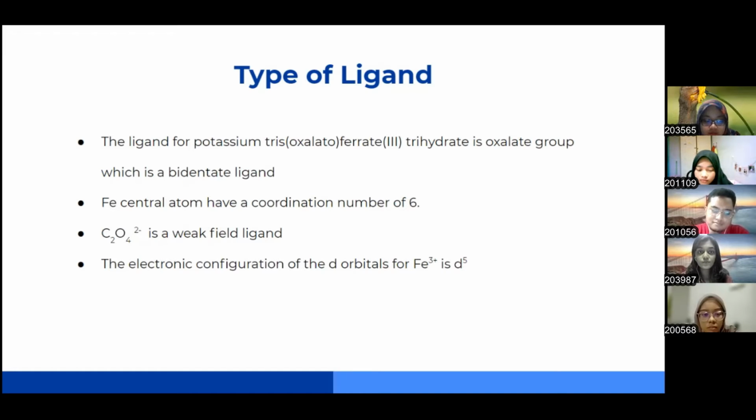So the oxalate group is actually known as a weak field ligand. Why is it a weak field ligand? Because the ligands have a low splitting of the d orbitals. So when it has a low splitting of the d orbitals, it will have a delta O parameter smaller compared to the energy of pairing of electrons. Therefore, the electronic configuration of the d orbitals of Fe³⁺ is d5.